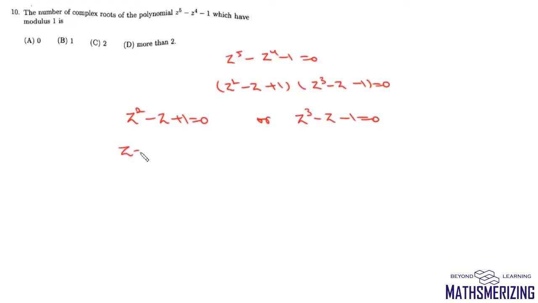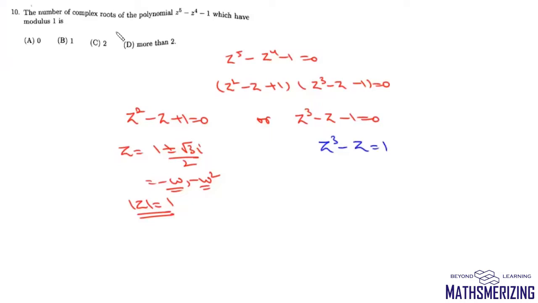Now here z is (1 plus minus root 3 iota) upon 2, so it will be minus omega and minus omega square. Now we look at mod z. In this case, mod of z will be simply 1. So here mod z is 1 for both minus omega and minus omega square. Now what about z cube minus z equals 1? So we need to find how many roots will have modulus 1.